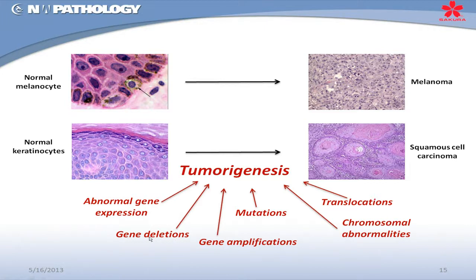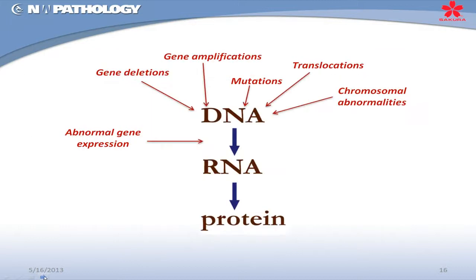You can have deletions of genes, so genes that were supposed to be there keeping cells in check can be deleted, and now the cells proliferate abnormally. You can have amplifications of various genes that could cause cells to proliferate abnormally or go into places that they're not supposed to be. In some cases, you have genes that are mutated at specific spots or genes that have been translocated from one chromosome to another and therefore function abnormally. Or in some cases, chromosomes that have been duplicated or deleted cause tumorigenesis. All of these basically end up resulting in abnormal gene expression, which can result in tumor formation.